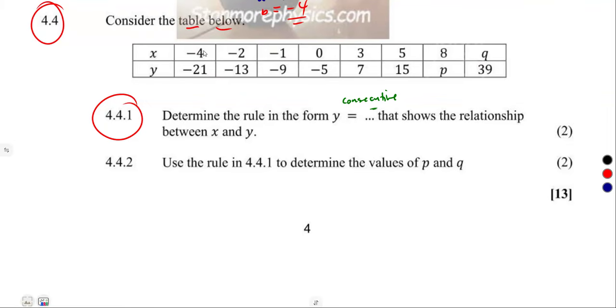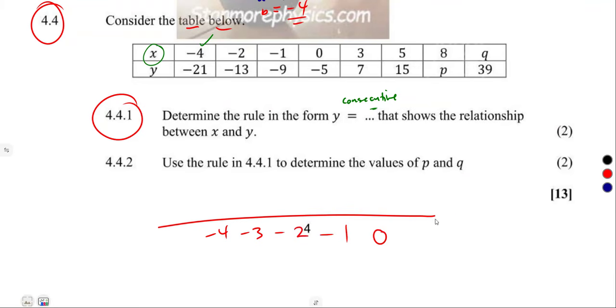If we check, the first one is minus 4 on the input, which is the x, followed by minus 2. This does not make sense if the next one is negative 1, because we must have consecutive values following each other. If we've got minus 4, it's supposed to be minus 3, minus 2, minus 1, 0, 1, 2, 3, like that, consecutive. But between these two, it's not consecutive. The consecutive part here is from minus 2, minus 1, 0. The next one is no longer consecutive.